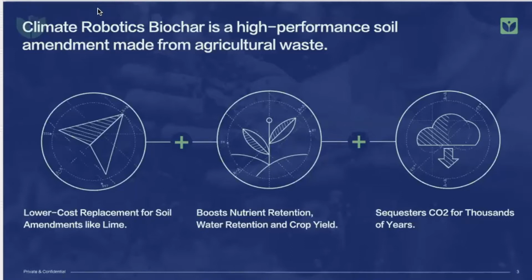Biochar, when it's made properly, is a lower cost replacement for many chemical soil amendments that farmers already buy, such as agricultural lime. It's possible to make biochar with a very high pH that can actually replace lime, which is a commodity commonly used in commercial agriculture and row crop agriculture. Biochar also is proven to boost nutrient retention, water retention, and crop yield. And then most interestingly, it's a tool to sequester CO2 for thousands of years.